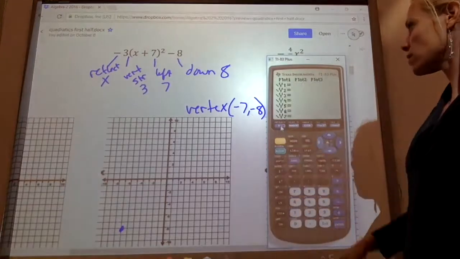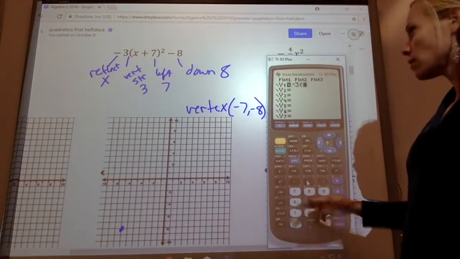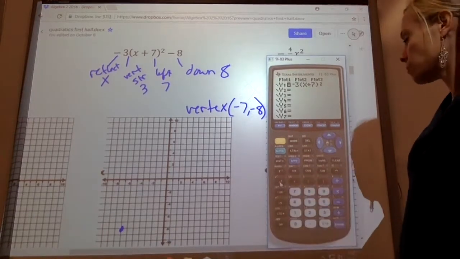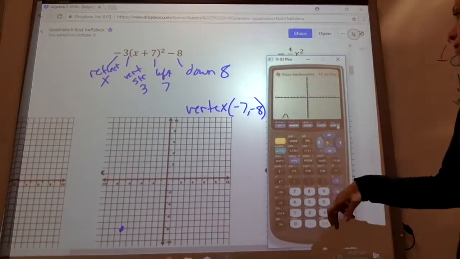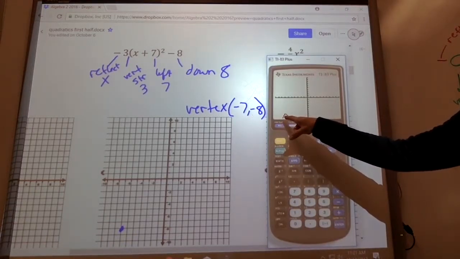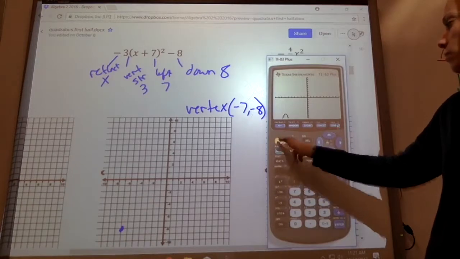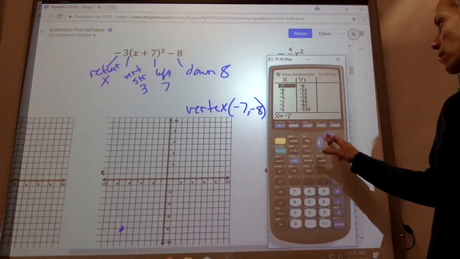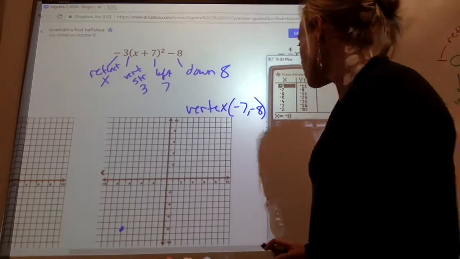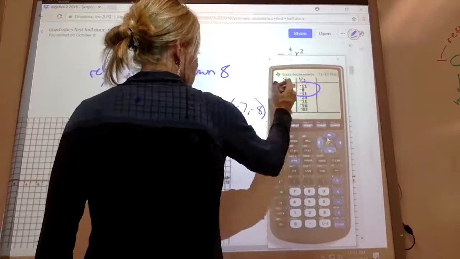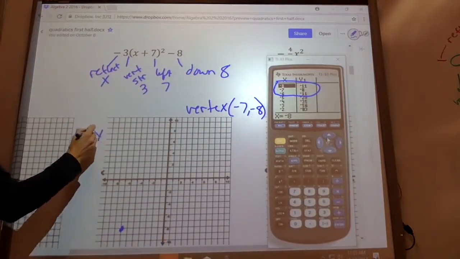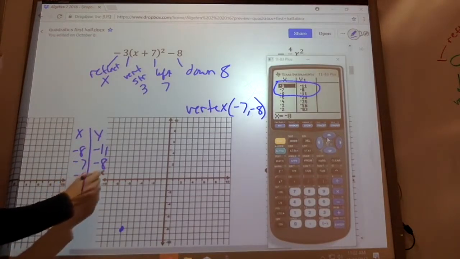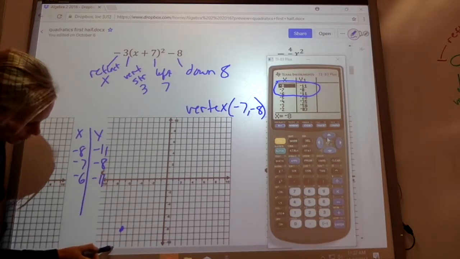What do you guys get for points? So -3(x + 7) squared -8. Okay, so see how you're barely gonna see this one because it reflected and it moved way over. So what? You probably need -7. These will probably be the only points you can use. -8, -11, -7, -8, -6, -11. Right? It's going to be off.